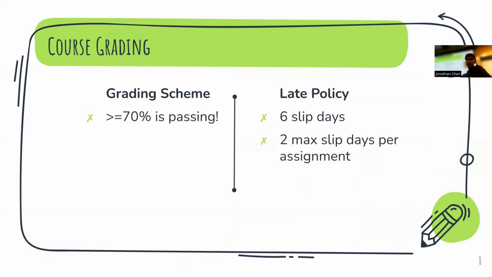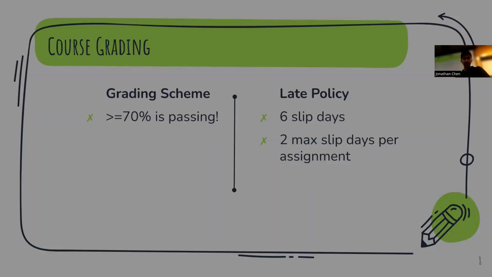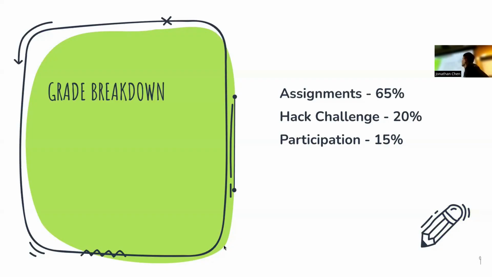So yeah, going more into the course grading. It's pretty standard, uncurved, 70%. You get an S there, you pass. And your late policy, we're pretty generous here in the sense that we have 6 slip days to apply over your 6 projects, and you can use a maximum of 2 slip days per assignment. So do with that what you will, and make sure to use those when you need to. And so the grade breakdown for this is 65% assignments. Primarily most of your grade is going to come from the projects. The last 20% is going to come from the hack challenge. That's mandatory, the hackathon at the end. And then 15% will be coming from participation.